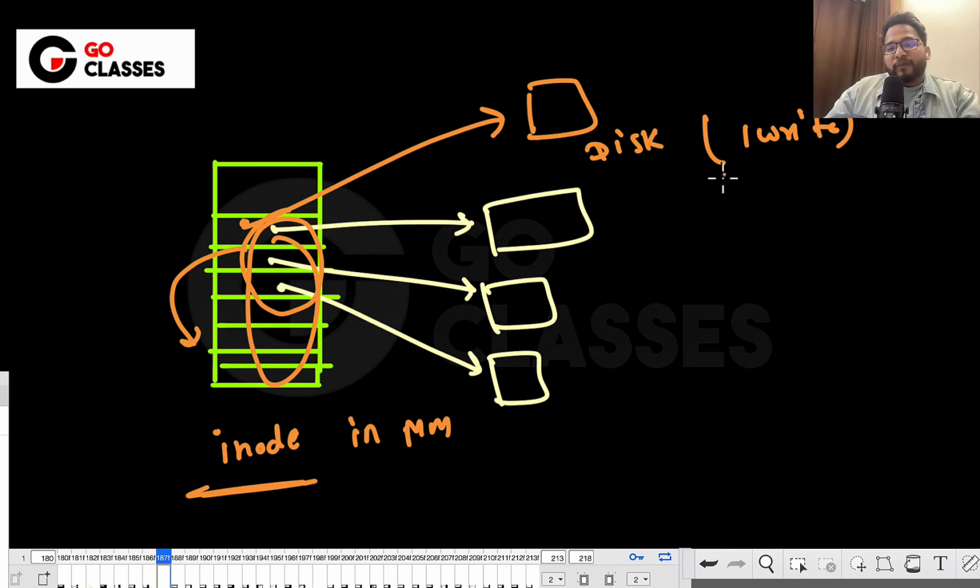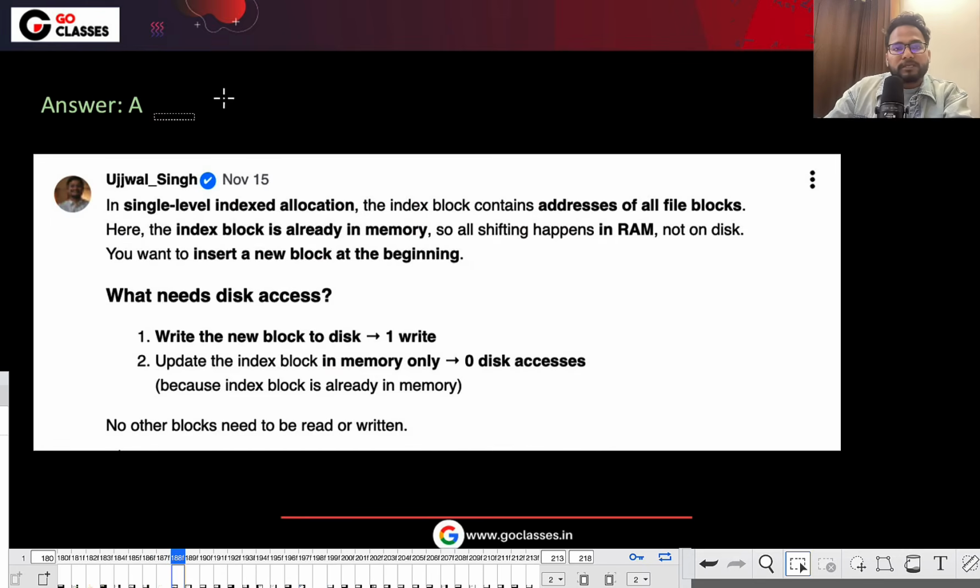So you just have to write. I mean, just one write access is needed, and otherwise, you don't have to do anything. Everything is in the main memory. So the pointer manipulation is in the main memory. So only one write will be needed. So you can say here A is the correct answer. Okay, answer is A, right? Answer is A.